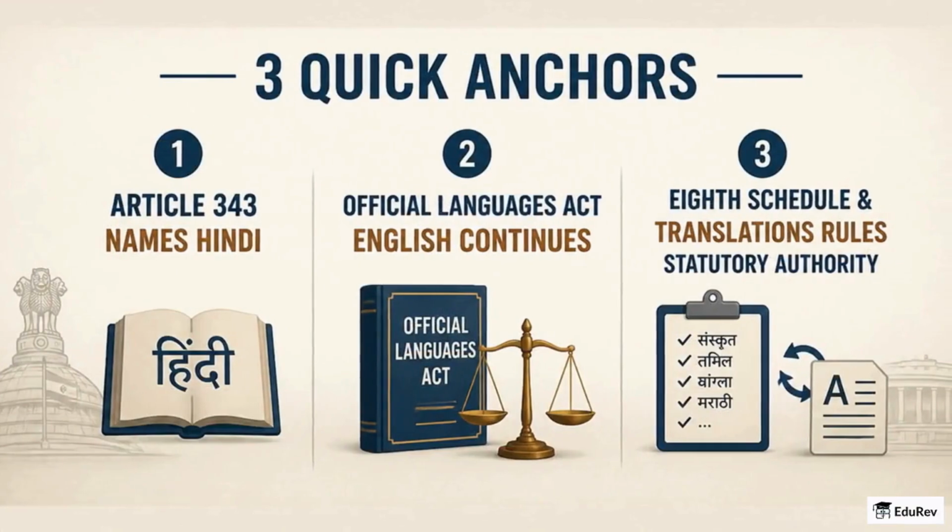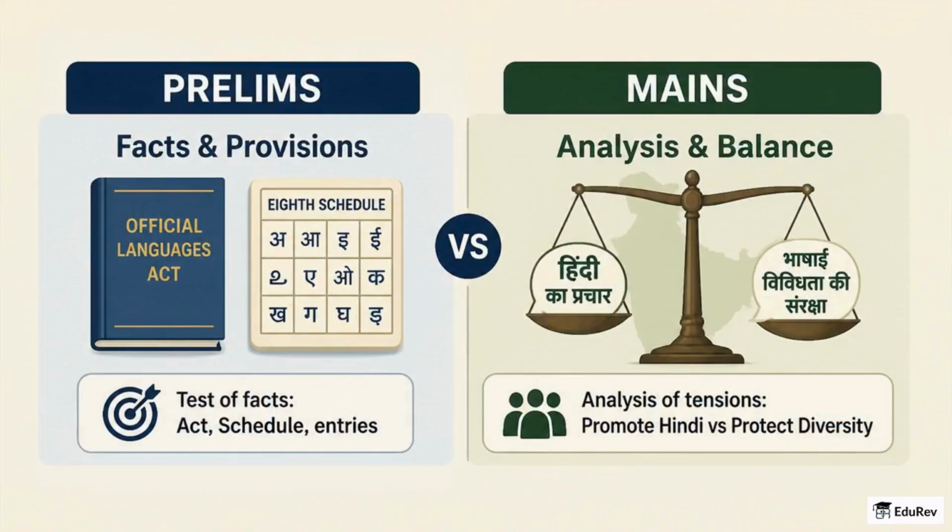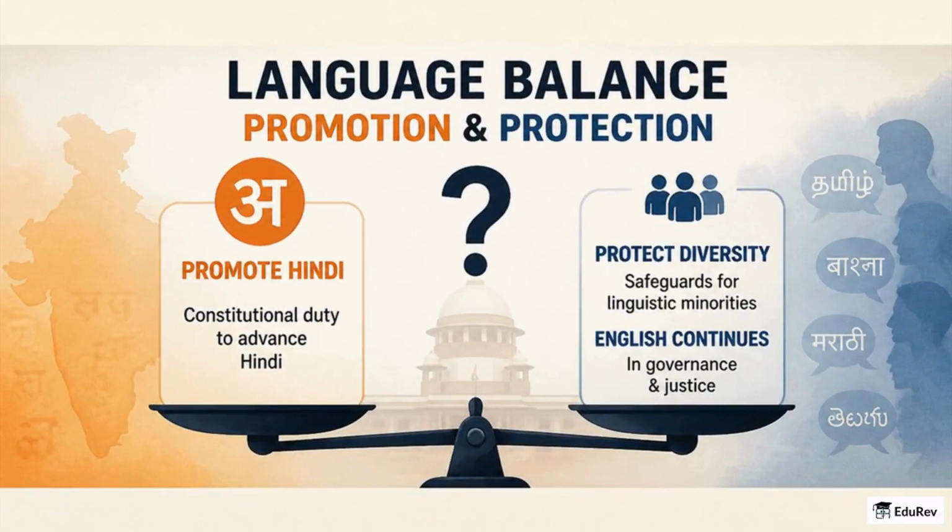For exams, remember three quick anchors. Article 343 names Hindi. The Official Languages Act governs English's continued use, and the 8th schedule and translations rules matter for statutory authority. Practically, expect prelims to test facts like the Official Languages Act or 8th schedule entries, while mains may ask for analysis of tensions between promoting Hindi and protecting linguistic diversity. A typical mains angle could be, how does the constitutional duty to promote Hindi coexist with safeguards for linguistic minorities and the continuing role of English in governance and justice?